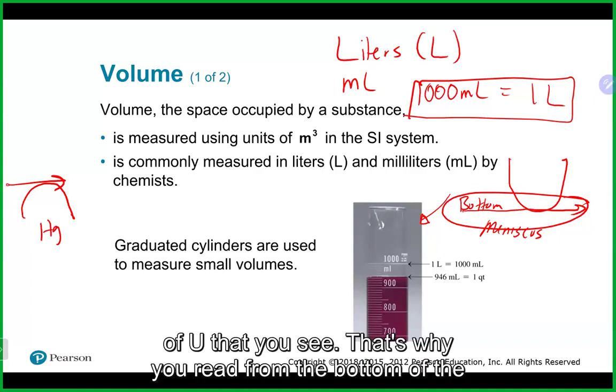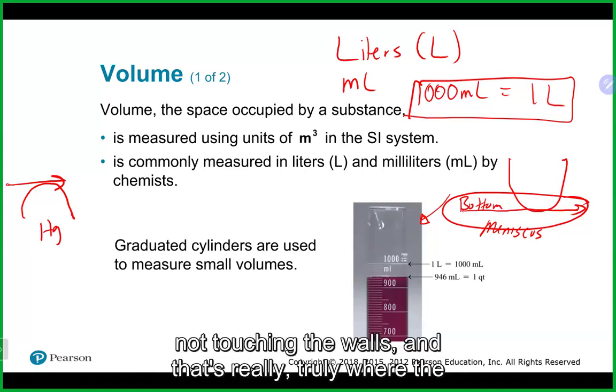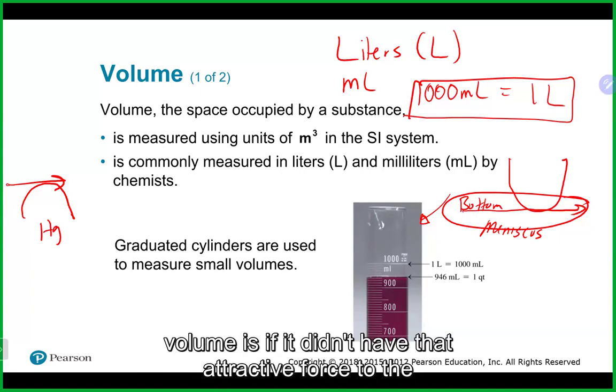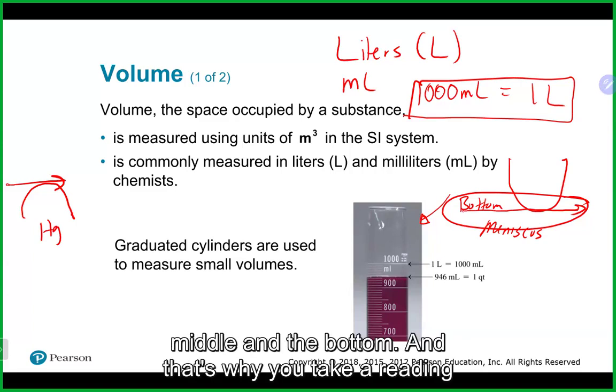That's why you read from the bottom of the meniscus, because the bottom of the meniscus is in the middle, not touching the walls. And that's really truly where the volume is. If it didn't have that attractive force to the container, the volume would be back down where it is in the middle and the bottom. And that's why you take a reading there.